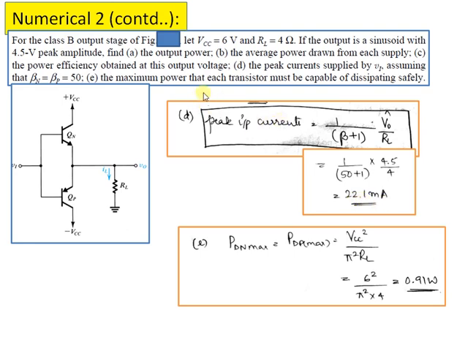Lastly, the maximum power that each transistor must be capable of dissipating. So PDN max is equal to PDP max, that is equal to VCC square divided by pi square into RL. So VCC is 6 square divided by pi square multiplied with RL, that is equal to 4, gives me a value of 0.91 watts.